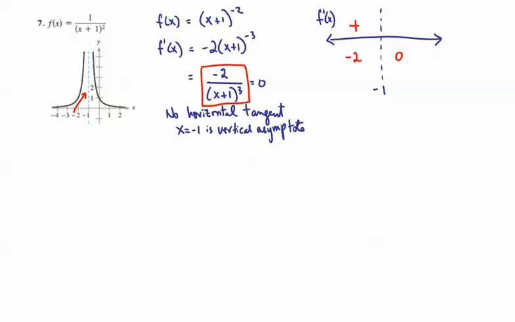Then plugging in 0, we're going to get +1 there. 1 to the 3rd is 1. -2 over 1 is going to be negative. And so we end up with positive and negative, but because this is not a critical number, -1 is not a critical number, we don't have a relative max or min there. It is a vertical asymptote, so you have to be really careful about that.